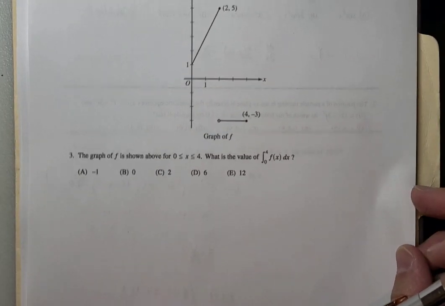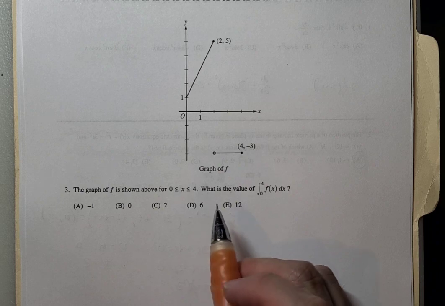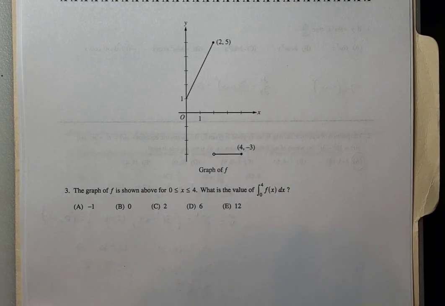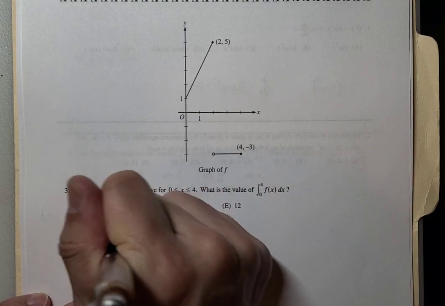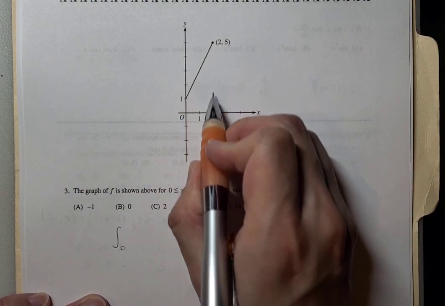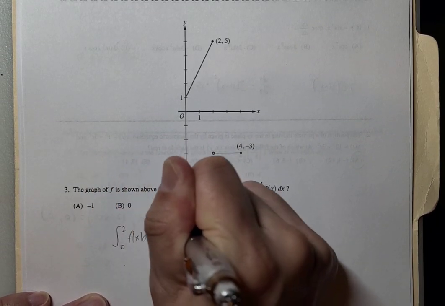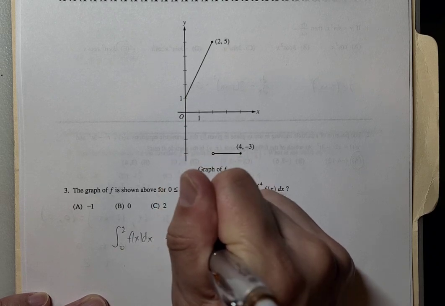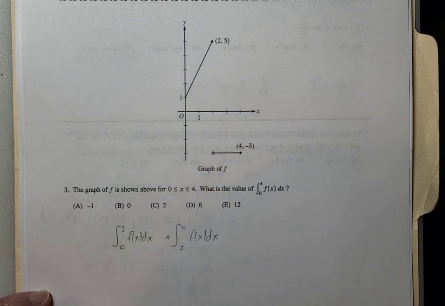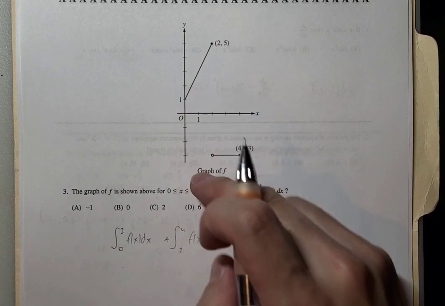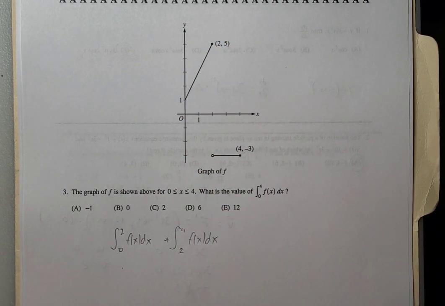The graph of f is shown here. What is the value of the integral from 0 to 4 of f of x dx? Excuse me. We have to split this integral up into the integral from 0 to 2, because there's this jump discontinuity there, plus the integral from 2 to 4. So we have to split it out like this. This is totally fine to do, even though there's this jump discontinuity. There's a theorem. I don't remember the name of the theorem, but it says this is fine if it's a simple jump discontinuity like this.